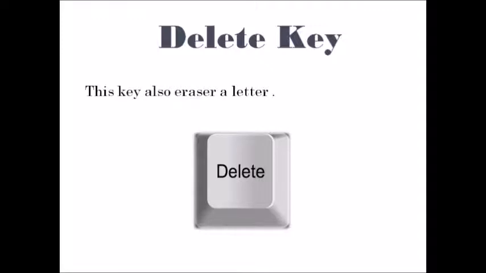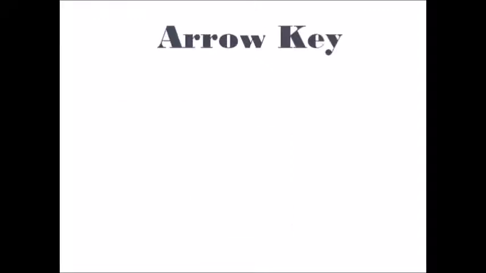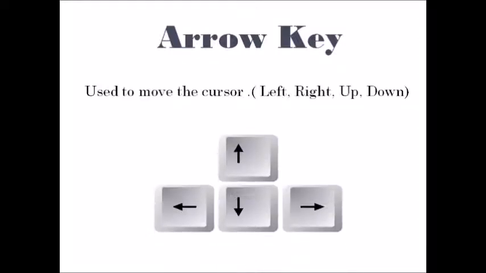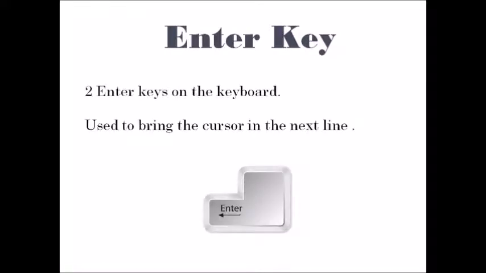Next is the delete key. This key also erases a letter, but unlike the backspace key, it erases towards the right side of the cursor position. Next is the arrow key. These four keys are used to move the cursor toward left, right, up and down. Next is the enter key. There are two enter keys on the keyboard, and this enter key is used to bring the cursor to the next line and is also used to enter our command in the computer.